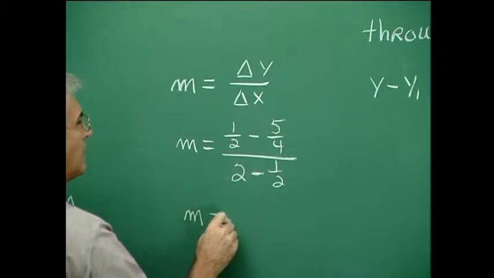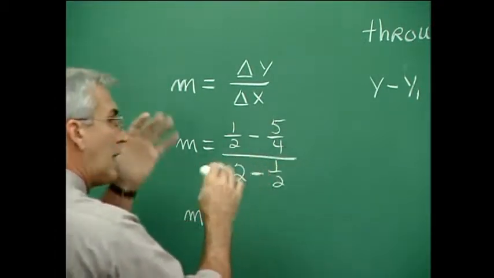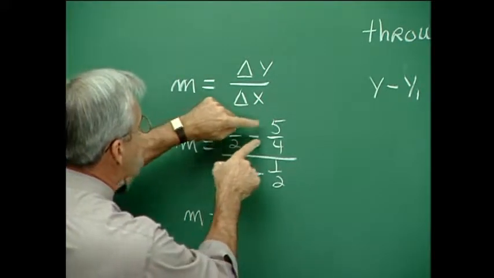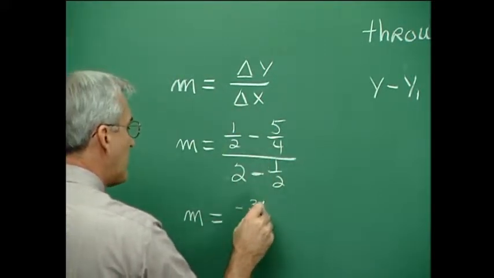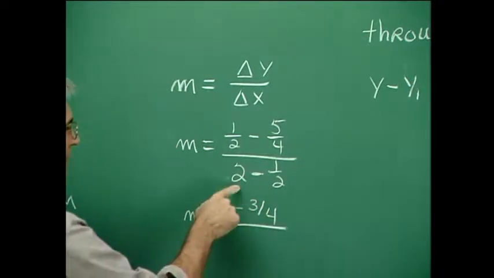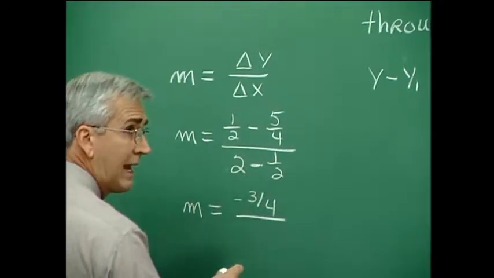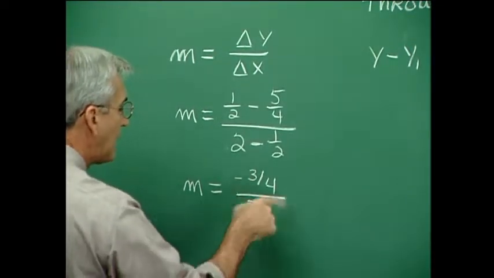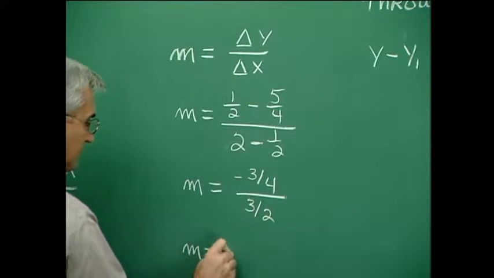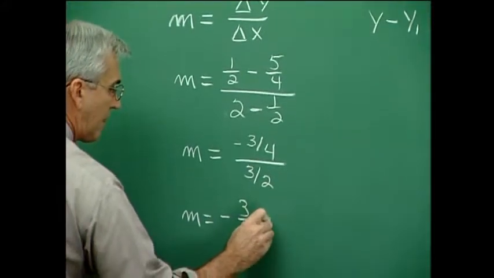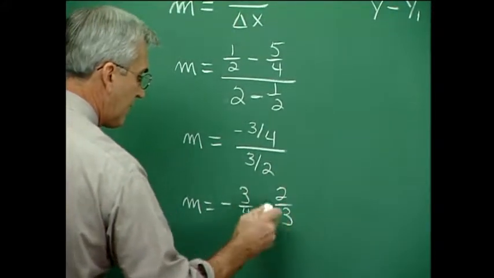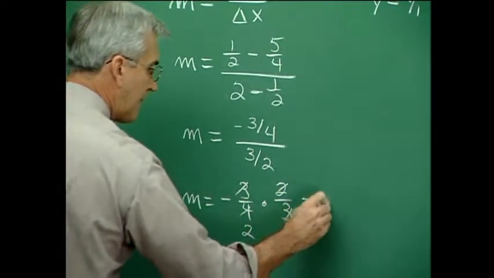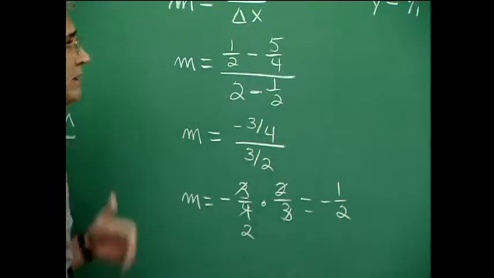All right, let's see. We have 1/2 minus 5/4. Now let's think through this a little bit. I don't have a great deal of room right here. This is 2/4. 2/4 minus 5/4 is negative 3/4. And in the denominator, I have 2 minus 1/2. That's 4/2 minus 1/2, or 3/2. So this is 3/2. Now this means negative 3/4 times 2/3. 3's go out. 2 and a 4, 2. Negative 1/2. Okay, good. Now, negative 1/2.